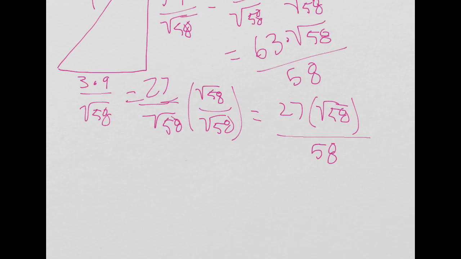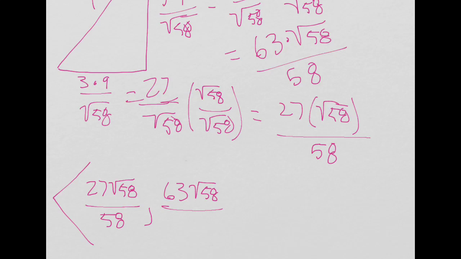Now the last step is we need to actually write this as a vector. So we need to do our x component, comma, our y component. Well, our x component is 27 times the square root of 58 divided by 58. And our y component is 63 times the square root of 58 divided by 58. And I know that's a really ugly vector, but that's okay, because it has its own nice qualities, just like everything.